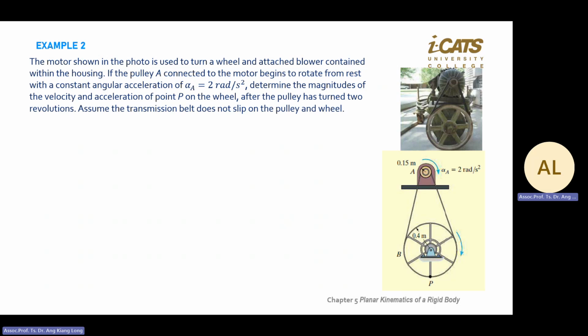Then you read the information. Pulley A connected to a motor begins to rotate from rest, so it means your omega is 0, velocity and acceleration all 0. With a constant angular acceleration alpha given, determine the magnitude of the velocity and acceleration of point P on wheel B after the wheel has turned 2 revolutions. Assume the transmission belt does not slip, which means no loss of energy and so on. So here 2 revolutions means angle. 1 revolution is 2 pi, 2 revolutions is 4 pi.